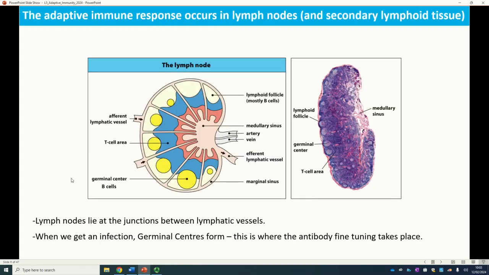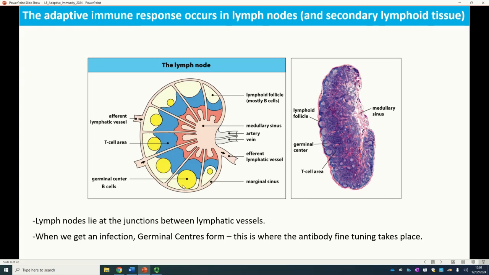So when it comes to the adaptive immune response, a lot of these interactions occur within the lymph node. This is just a schematic of the lymph node. Lymph nodes lie at the junctions between lymphatic vessels, and they're broken up into several key areas. These blue areas here are the T cell areas where the T cells reside, and then the B cells will reside in these yellow areas.